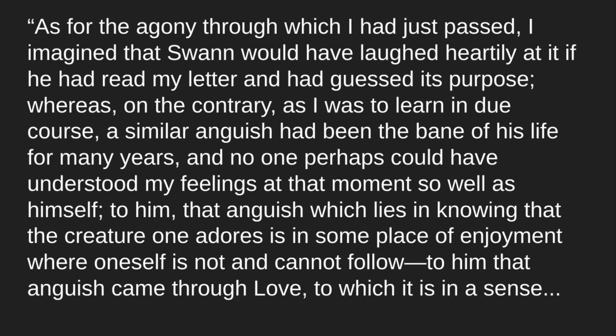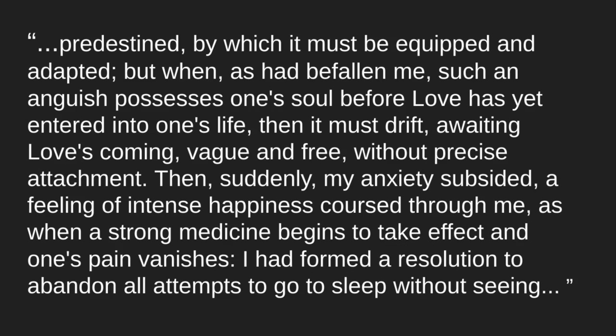"To him, Swann, that anguish came through love, to which it is in a sense predestined, by which it must be equipped and adapted. But when, as had befallen me, such an anguish possesses one's soul before love has yet entered one's life, then it must drift, awaiting love's coming, vague and free without precise attachment." So what he's saying here is that he's just a young child and he's not fallen in love in the way that Swann has as an adult. He will later. He's going to become even worse than Swann in his obsession for the woman that he loves, Albertine. But this is a prefiguration. The experience he's having with his mother is a prefiguration of what's going to occur much later in his life when he falls in love with women.